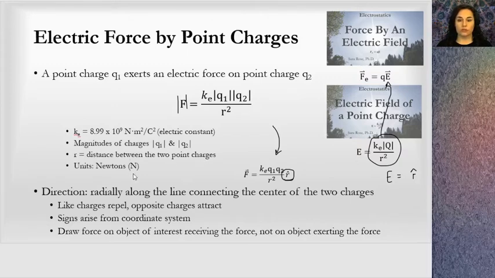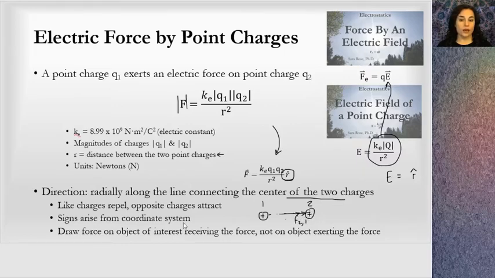And the units of force is newtons. The direction, like I said, is radially along the line connecting the center of those two charges. So it will be along the radius here. Like charges repel and opposite charges attract. So once you get that line established between those two charges, we can look at the direction of the force, in which direction. This force is repelling that force. So I would call this F on 2 from 1. So it's repelling, and I will draw it that direction.